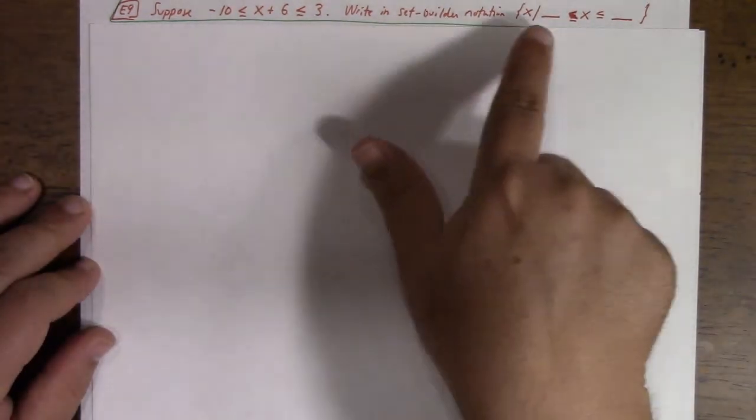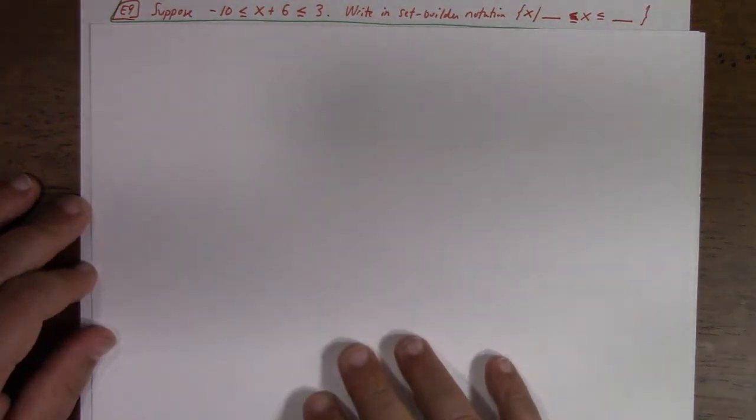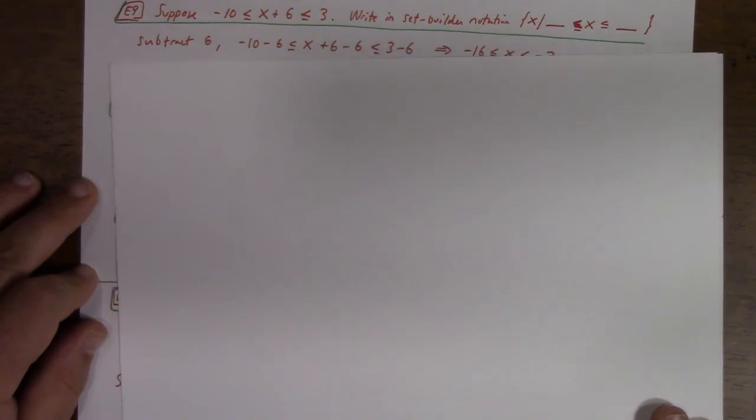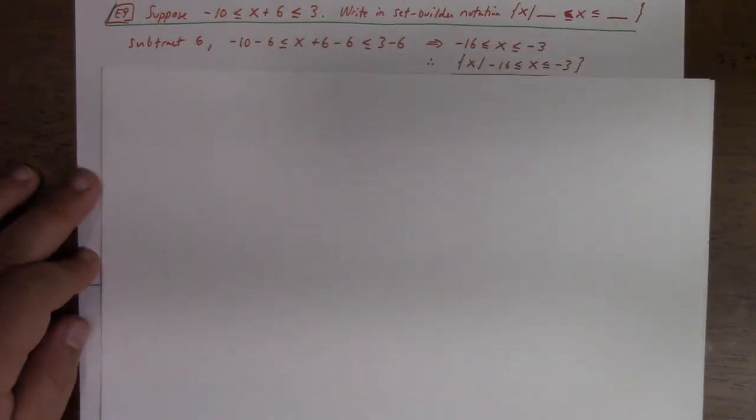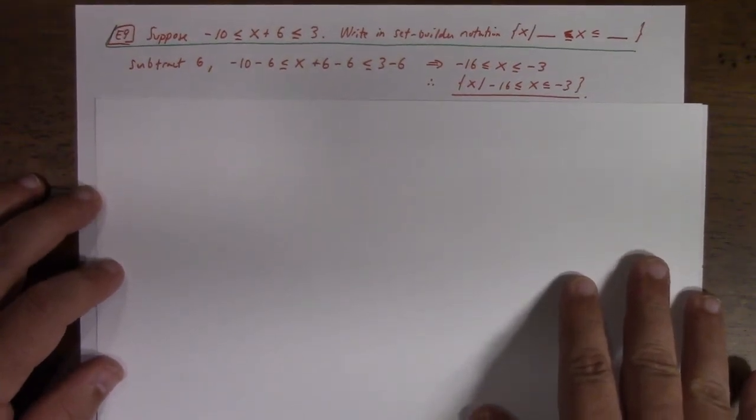To make this of the form x in the middle, all we really have to do is subtract 6 from both sides. 6 across that, right? So subtracting 6, we have, let me move this down a bit.